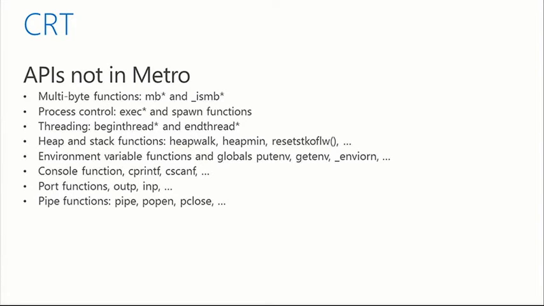So let's walk through the rest of this. Heap and stack functions: obviously, you cannot create your own heap. Environment: there are no environment blocks and things like that, so you don't get these. And then, as I said, console, and some of the port functions and pipe functions, which are not available under Metro. So how do you find out whether an API is available? As soon as you throw the define I indicated earlier and you build your app, all these APIs are not available to you, and you get compile errors. So this is CRT.